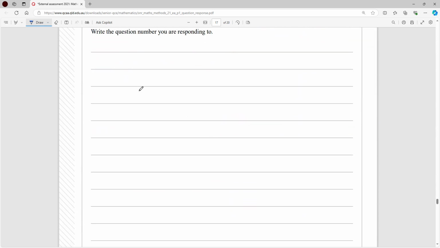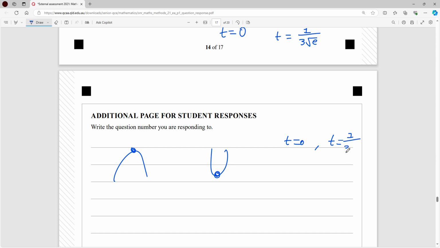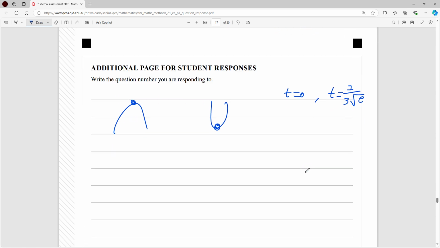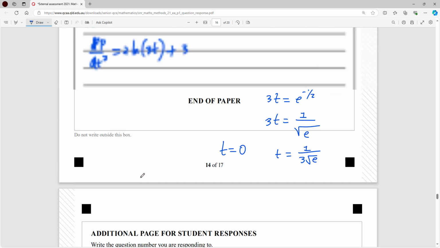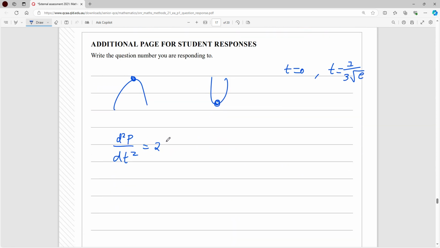So now, we've got to determine if it looks like this, or looks like this, okay? So here, we'll go t equals 0, and then what's the other one? t equals, I forgot already, 1 over 3 root e. So here, we've got to use our second derivative now, so d squared p by dt squared, so let's go up and just see that. Alright, so we'll write that, so 2 ln 3t plus 3.